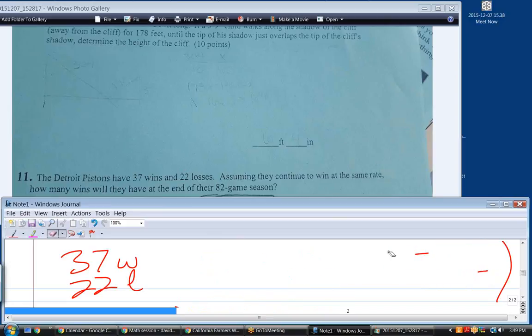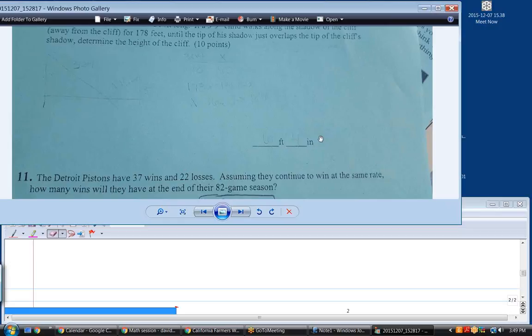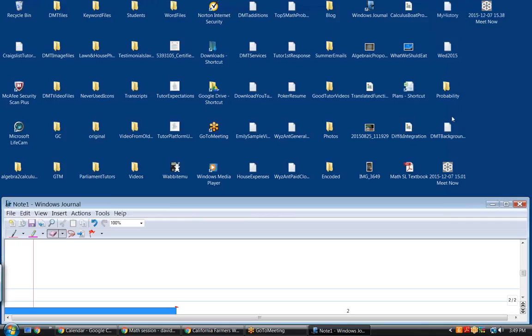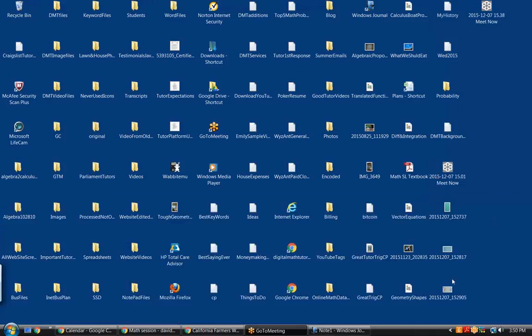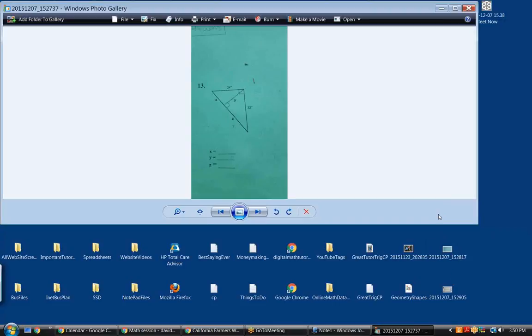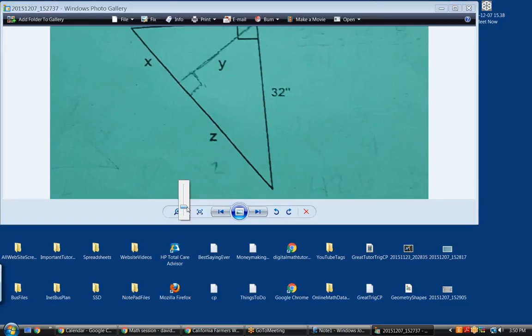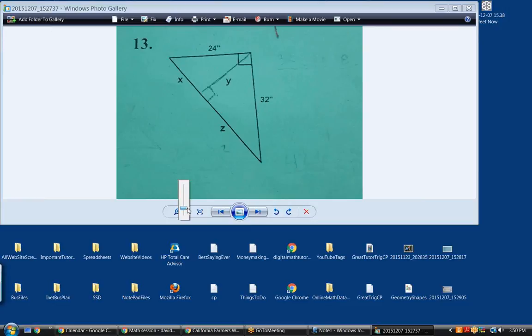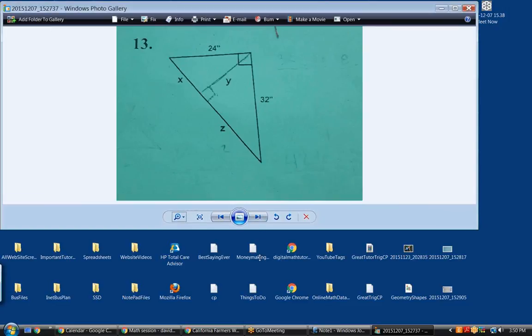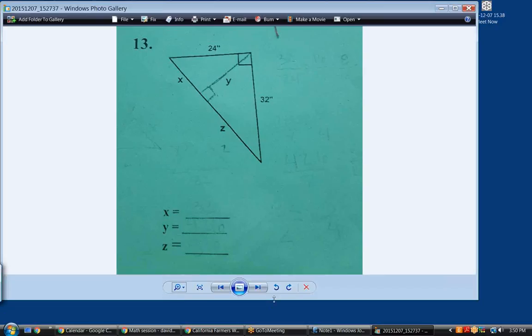All right, let's go to this page. Am I missing anything here? Oh, okay.